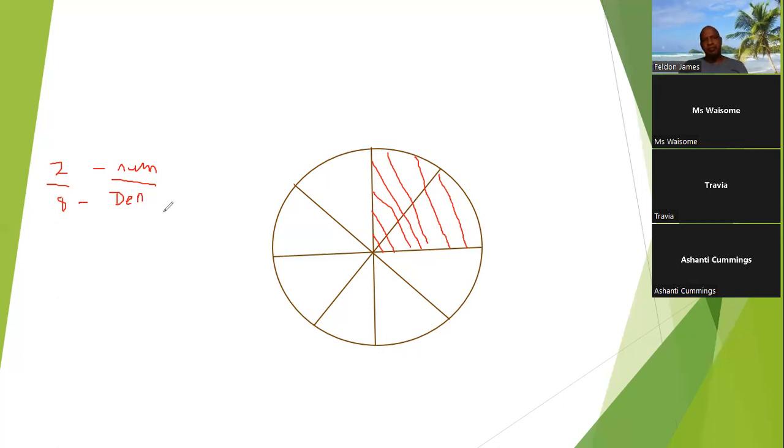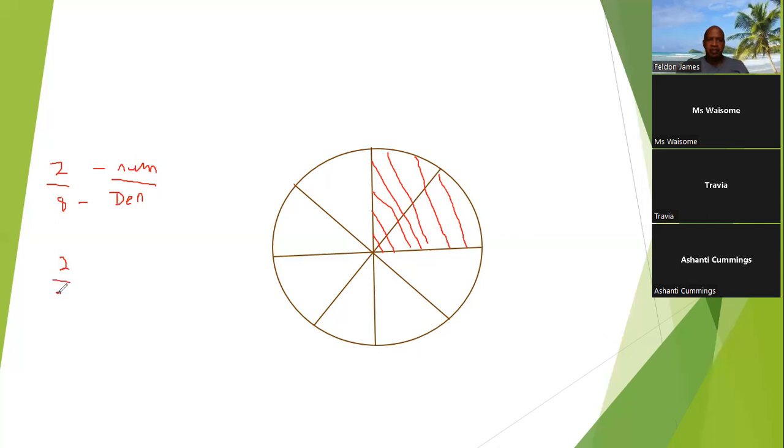Now, with this said, we know that the denominator tells you how many slices you have in total, and the numerator tells you how many slices you have as a fraction of the whole. All right, now, can this fraction 2 over 8 be written in a simpler form?